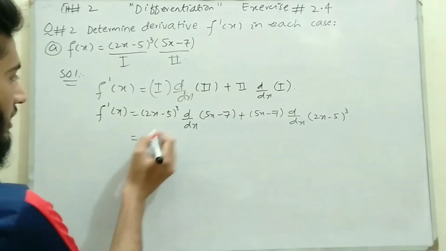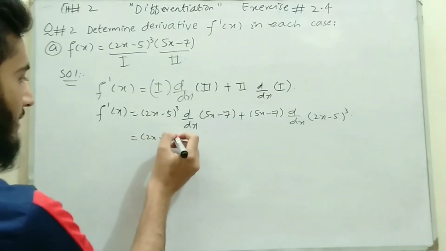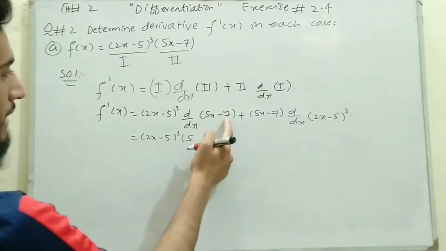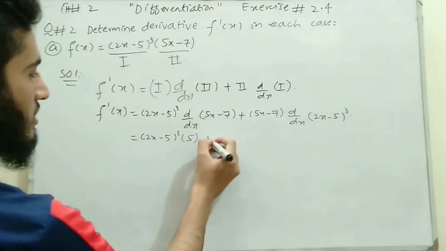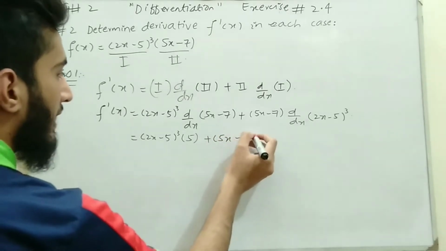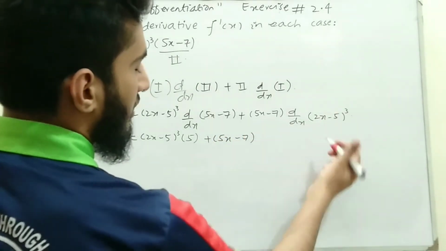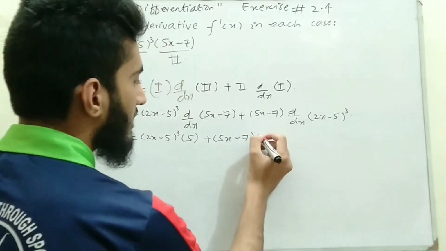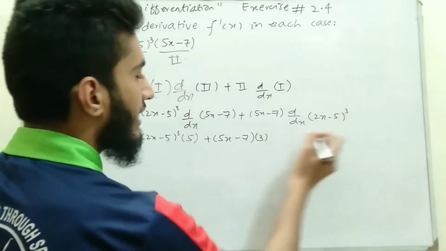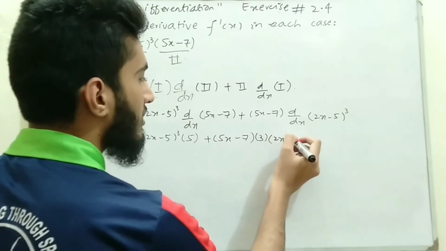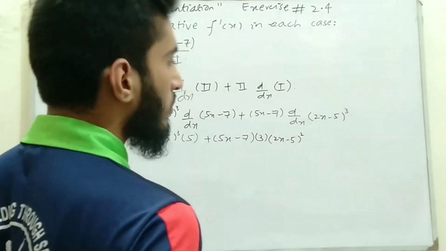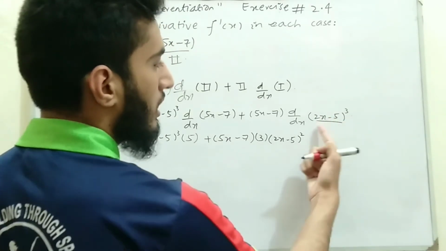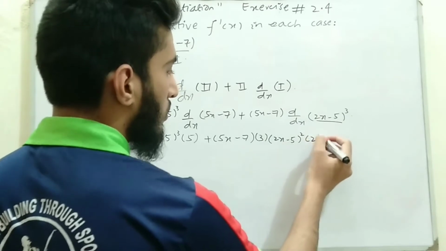Now by simplification it becomes (2x minus 5) whole cube multiply derivative of 5x is just 5 and the derivative of negative 7 is 0, plus (5x minus 7) d by dx of this function. Remember here we will use generalized power rule. So 3 will come to the front and subtract 1 in the power. So it becomes (2x minus 5) whole square, and also take the derivative of this inner function. So the derivative of negative 5 is 0 and the derivative of 2x is just 2.